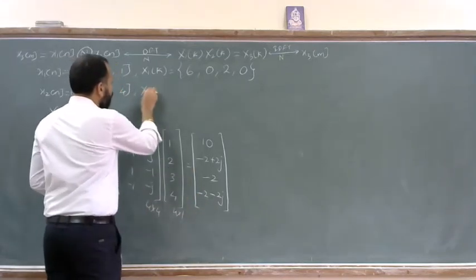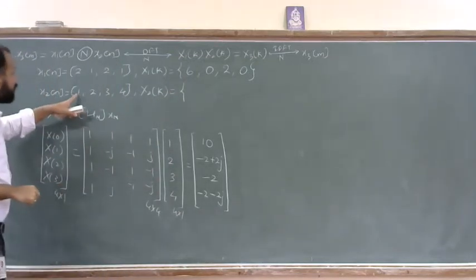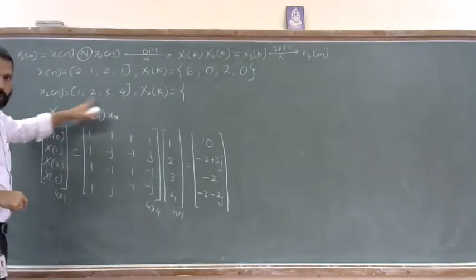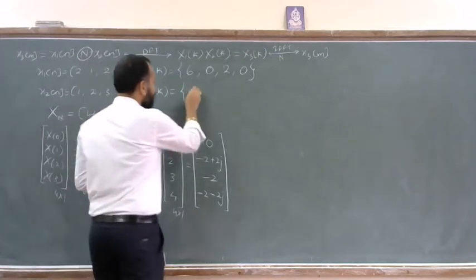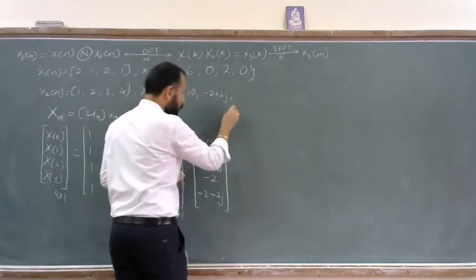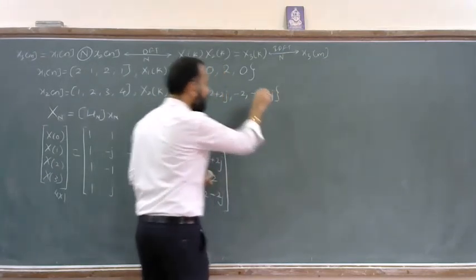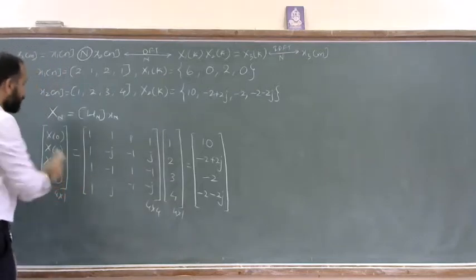So the 4-point DFT of the second sequence. The second sequence is 1, 2, 3, 4. Its 4-point DFT is 10, minus 2 plus 2j, minus 2, minus 2 minus 2j. This is the 4-point DFT of the second sequence.